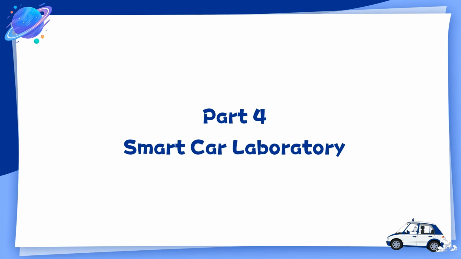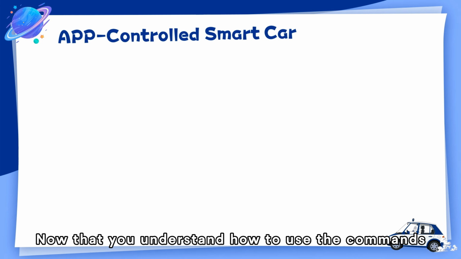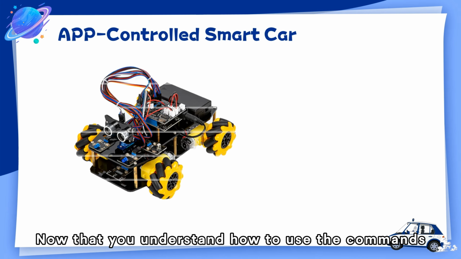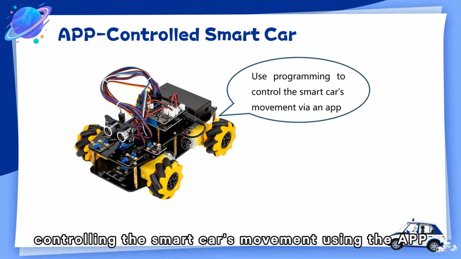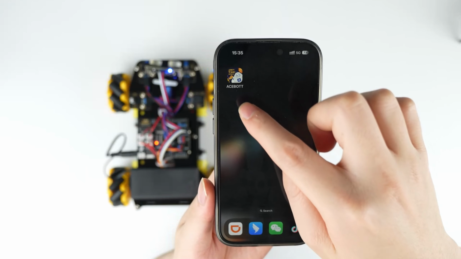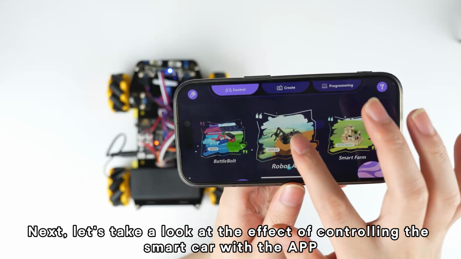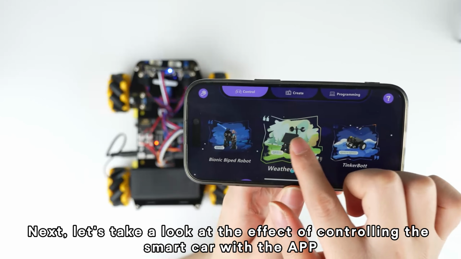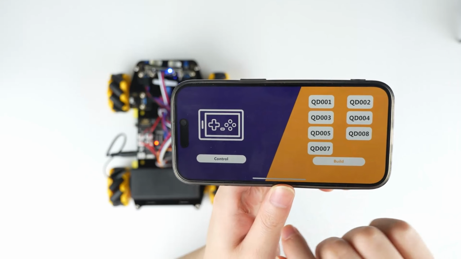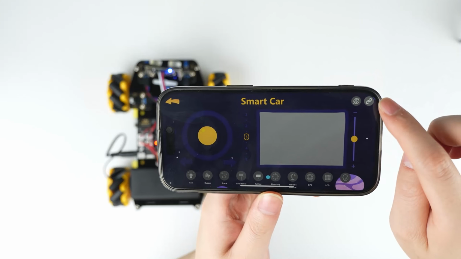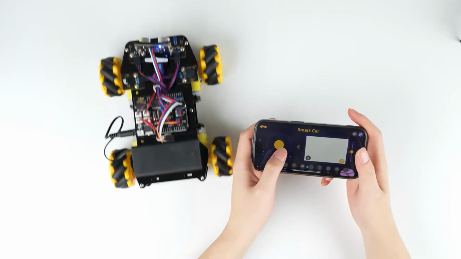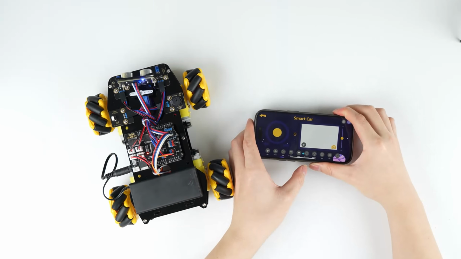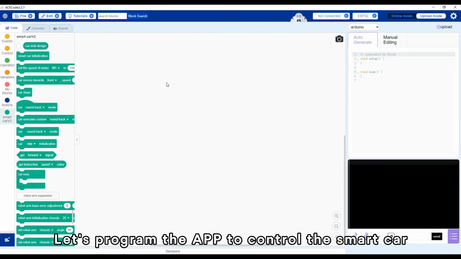Part 4. Smart Car Laboratory. Now that you understand how to use the commands, let's complete today's project, controlling the smart car's movement using the app. Next, let's take a look at the effect of controlling the smart car with the APP. Let's program the app to control the smart car.